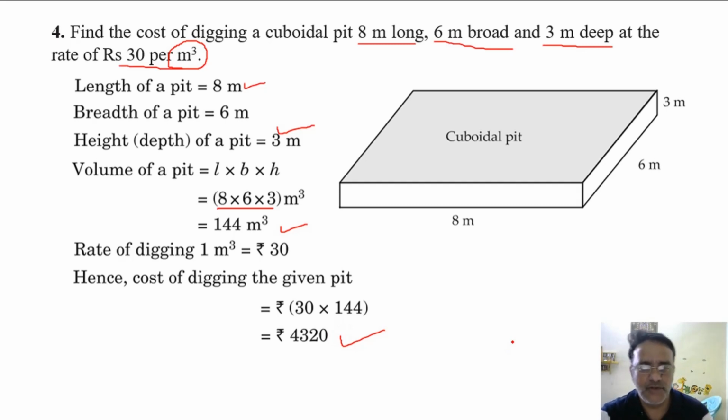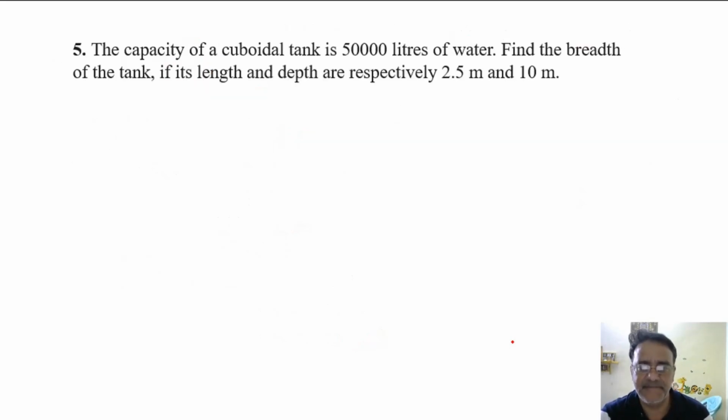Okay. Now we'll move towards question number 5. The capacity of a cuboidal tank is 50,000 liters of water. Find the breadth of the tank if its length and depth are 2.5 meter and 10 meter. Just now we solved one question in which height was not given, right? Here this is a similar question, but the only thing is that the volume is given in liters and the dimensions are in meter.